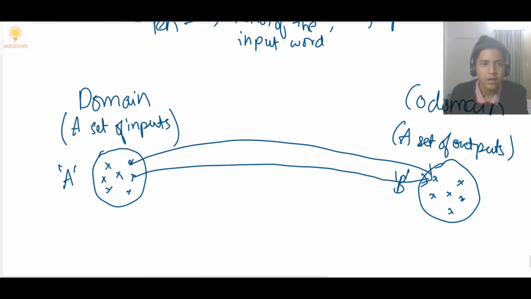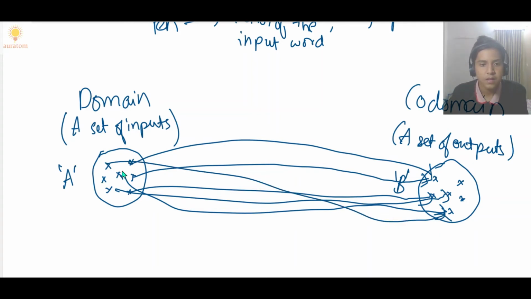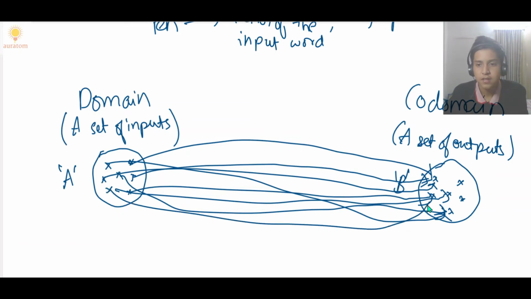And all the elements in the codomain need not be mapped to, like something like this, and we can map each and every element from here. Oh, it's getting a little dirty. Yeah, something like this could be possible, but even if all the outputs are not mapped to by this function, it's still not a problem, that is possible.